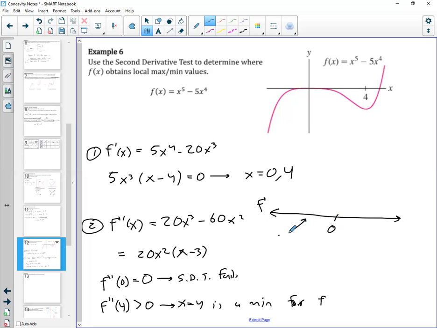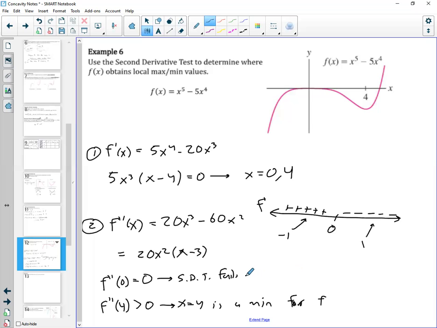So maybe put in -1 and then put in 1 and just see what happens. If x is -1, I get 5 times -1, that's -5, times another negative number is going to be positive. If I put in a +1, I get 5 times 1, that's +5, times a negative number is negative.